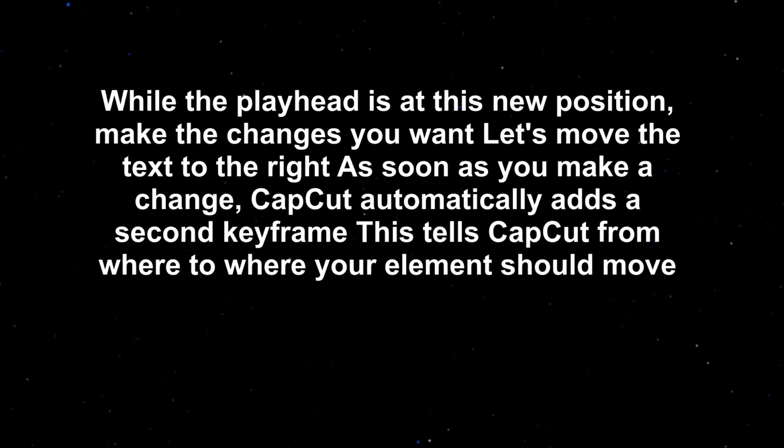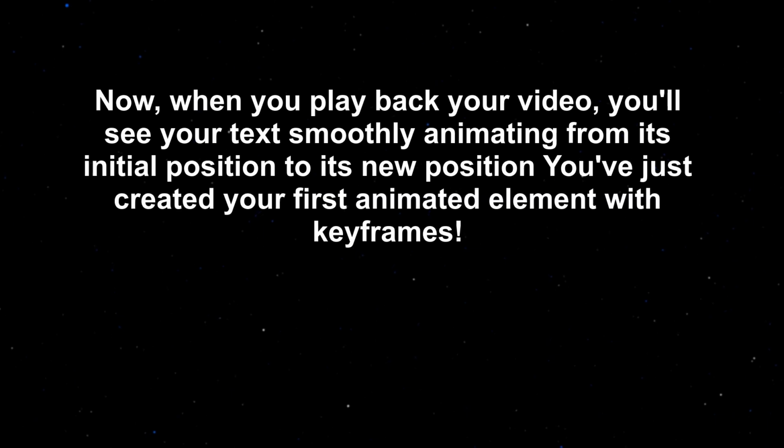While the playhead is at this new position, make the changes you want. Let's move the text to the right. As soon as you make a change, CapCut automatically adds a second keyframe. This tells CapCut from where to where your element should move. Now, when you play back your video, you'll see your text smoothly animating from its initial position to its new position. You've just created your first animated element with keyframes.